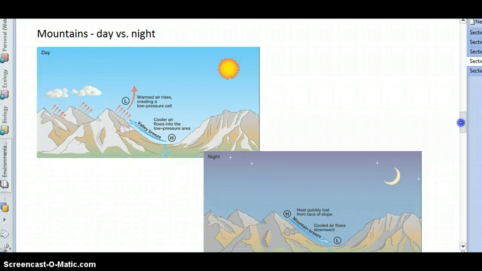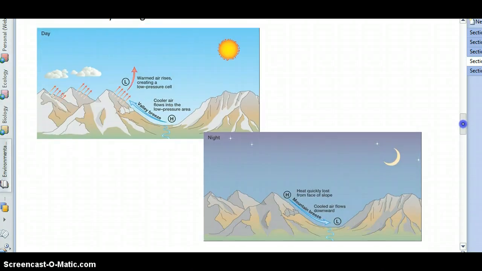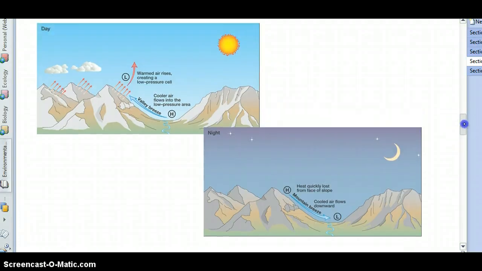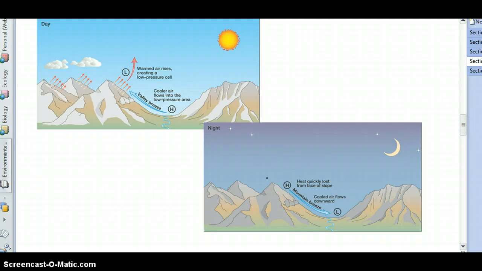So on a daily cycle in mountains as well, you see an interesting phenomenon with temperature. Particularly on a sunny day, the higher elevations are being exposed to the sunlight first, and they start to warm up, creating rising air in a low pressure system. And that brings cooler air from the valleys up into the higher elevations of the mountains. But then at night, the sun goes down and those higher elevations rapidly cool down. And so then cool air comes down from the higher elevations into the valleys.